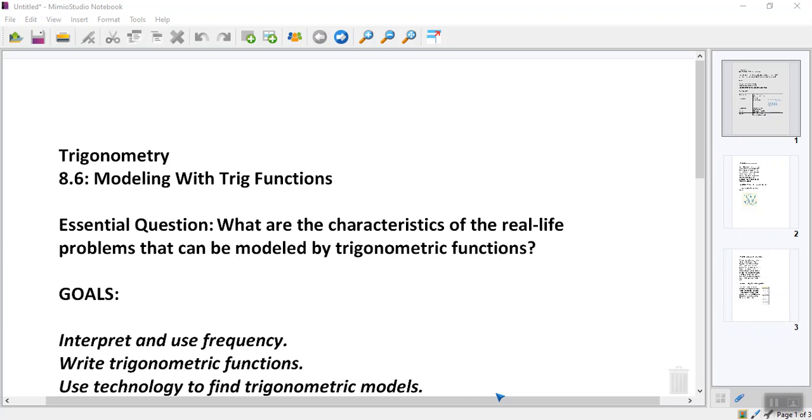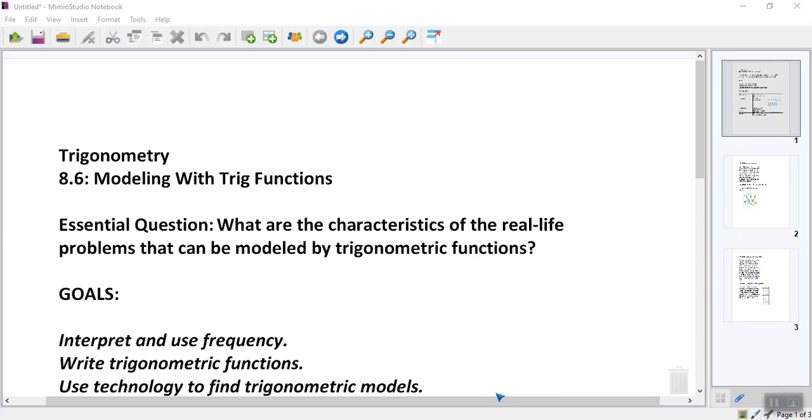Okay, friends, we're going to get started here. 8.6 is our last section in Chapter 8, and it's going to be called Modeling with Trig Functions. I have good news today. You want the good news? We're going back to just sine and cosine today. Okay. That's good, right?